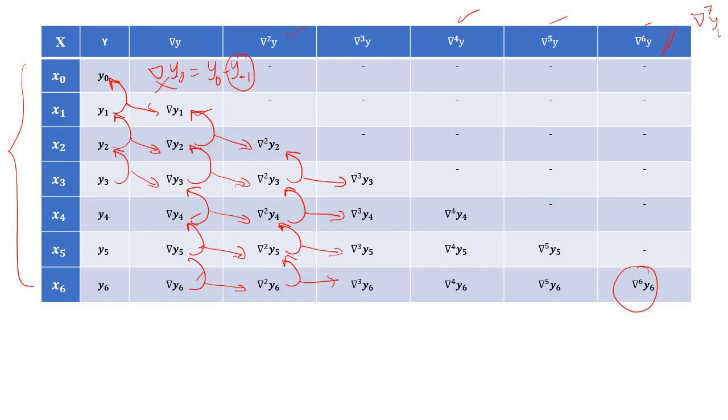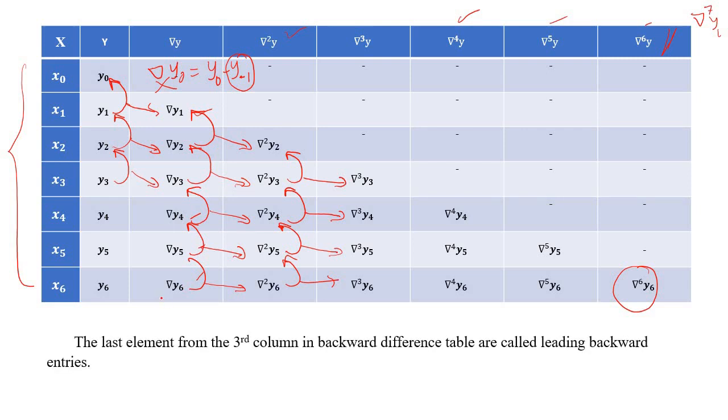In a forward difference table, the first element from the third column are called leading forward entries. Similar to that, here also the last element from the third column are called leading backward entries. Is that clear? In a forward difference table, the first element from the third column are called leading forward entries. But in a backward difference table, the last element from the third column are called leading backward entries.